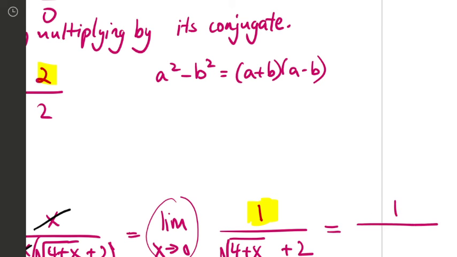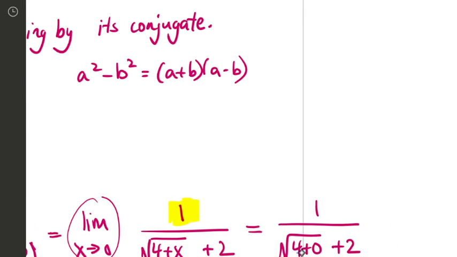So 1 divided by the square root of 4 plus 0 and then plus 2. The square root of 4 plus 0 is the square root of 4, which is 2. So that's going to be 1 over 2 plus 2, and that's equal to 1 over 4. And that is my limit, and that's the answer.